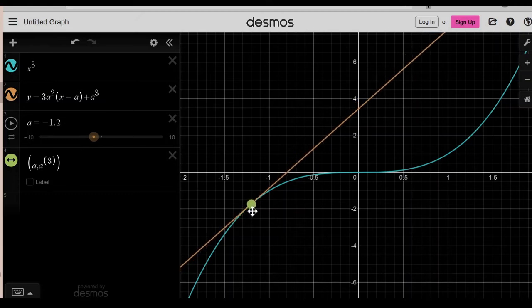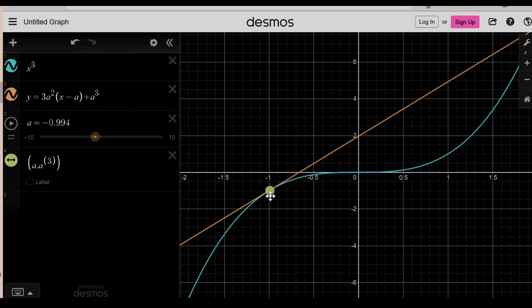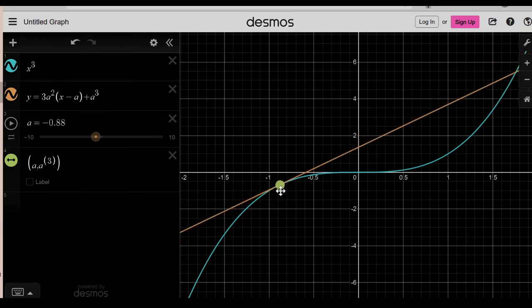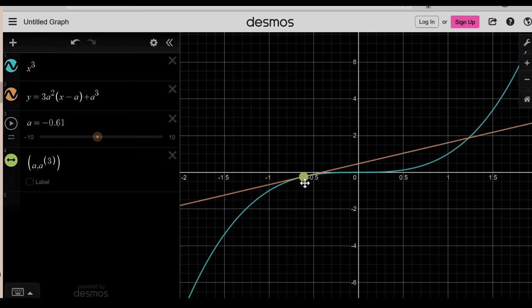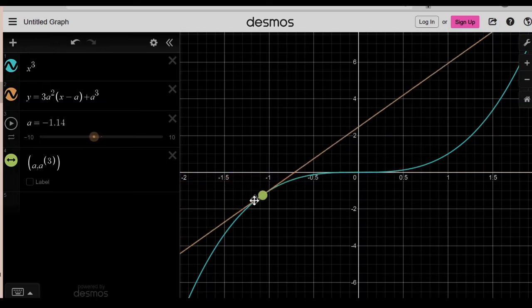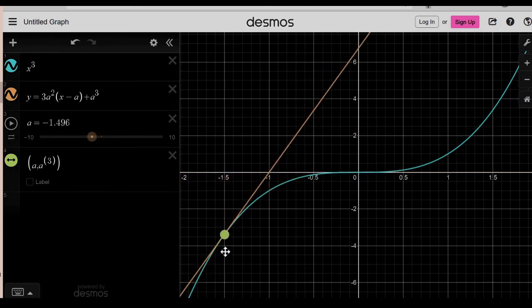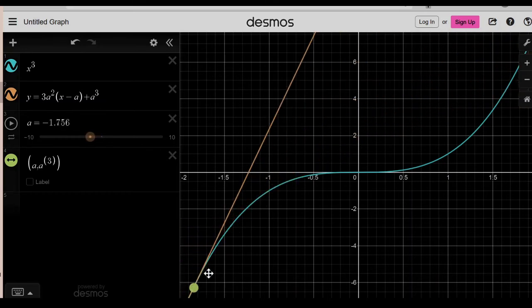In the beginning the slope was quite high, but the further to the right I move this point, the more the slope of the tangent line is beginning to decrease, until it seems to flatten off perfectly when we reach the point where x is equal to 0. That's a reflection of the fact that the function was concave down on the interval of x's from minus infinity to 0.